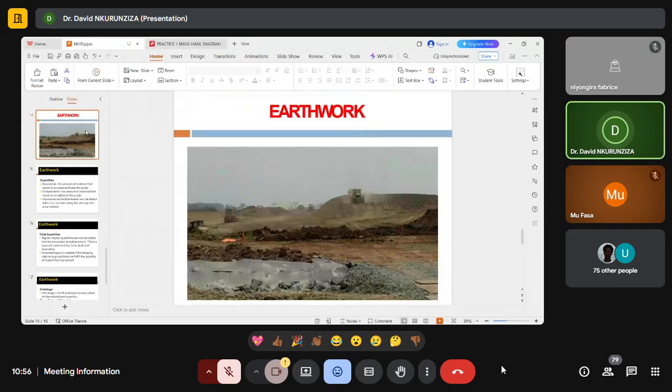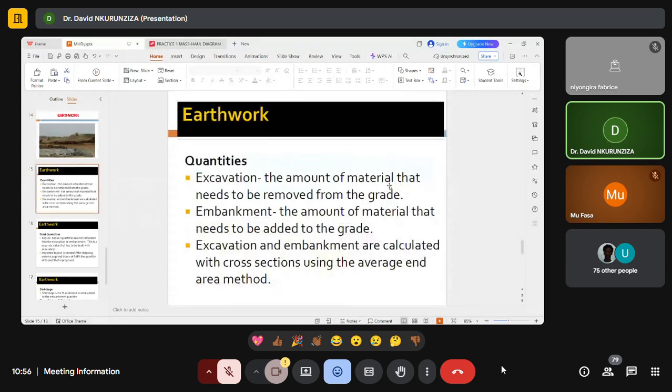Of course, when dealing with earthwork, the excavation will be treated as the amount of material that needs to be removed from the grade, and this is the cuts. Then the embankment will be the amount of material that needs to be added to the grade. Excavation and embankments are calculated with the cross sections that we have seen previously.